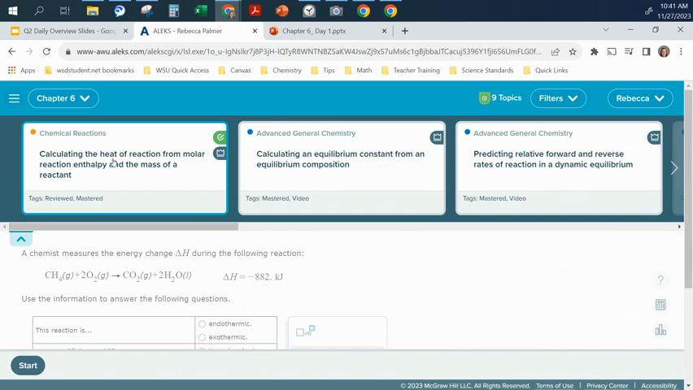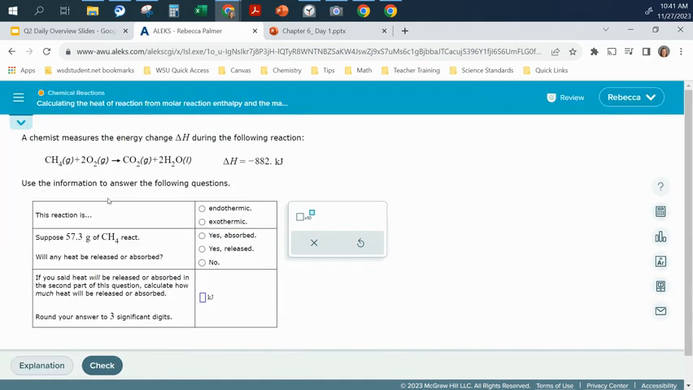Calculating the heat of reaction from molar reaction enthalpy and the mass of the reactant. Okay, so when we're looking at this, the first thing that we need to do is look at the delta H. This one says negative. So the first one, exothermic. Negative, exothermic. That means energy is exiting. We would feel that as heat.